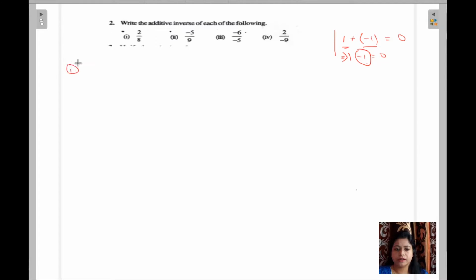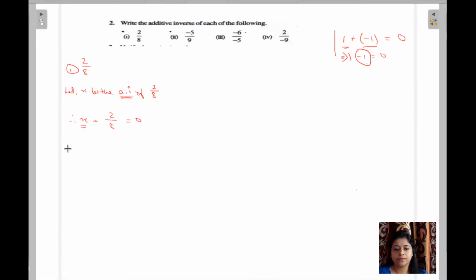Okay, number 1, 2 by 8. Let x be the additive inverse of 2 by 8. See here I am writing it in very shortcut form. Okay, AI means additive inverse. So therefore x plus 2 by 8 equals to 0. As x is the additive inverse of 2 by 8, so x plus 2 by 8 must be 0.